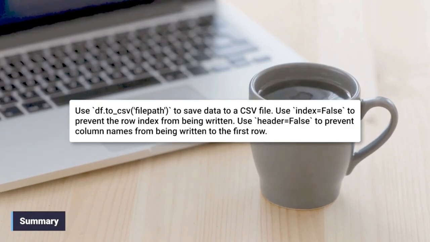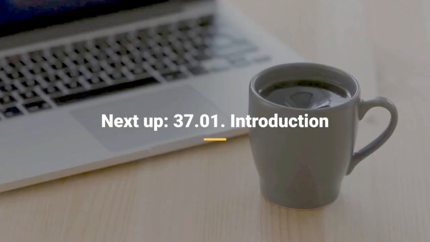To summarize, the .to_csv method is essential for exporting your final data product. This concludes our section on the Pandas library. You now have the skills to create, manipulate, and analyze tabular data. Our next section is Matplotlib, starting with lecture 37.01, Introduction. See you there.